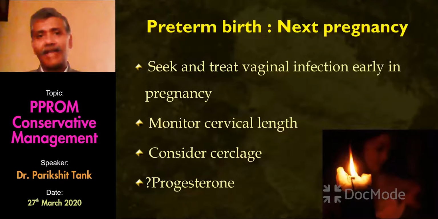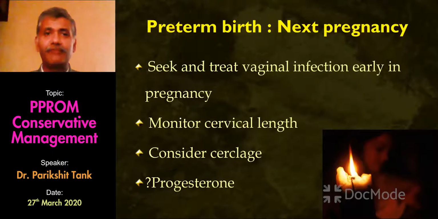What about the next pregnancy? Of course, one would expect that the woman and her partner would be concerned, because if there is a preterm birth, either spontaneously or after a rupture of membranes, the worry is that they might have to go through the whole trauma again. They might have to face a very difficult situation in the neonatal care again. So what should we do in subsequent pregnancies which might reduce the risk of preterm birth?